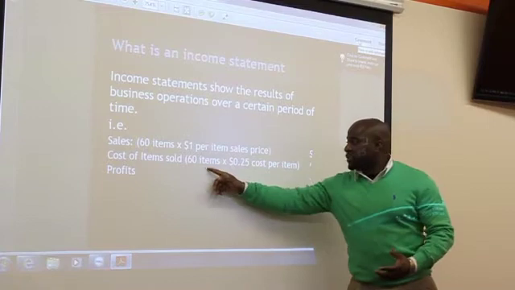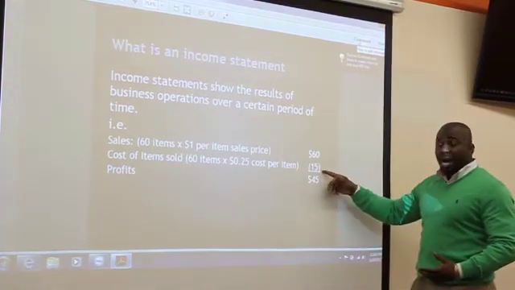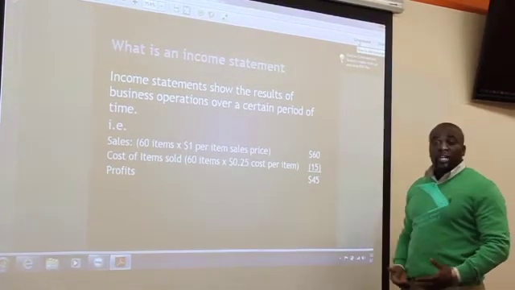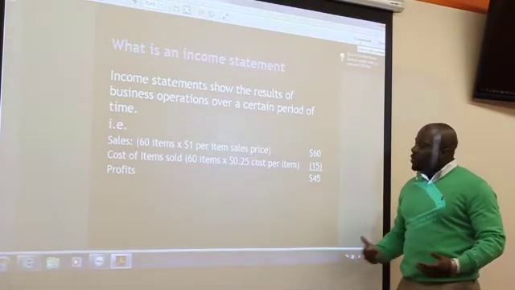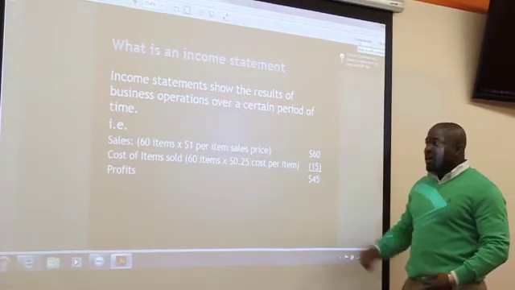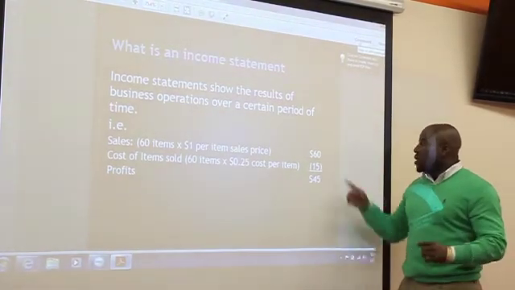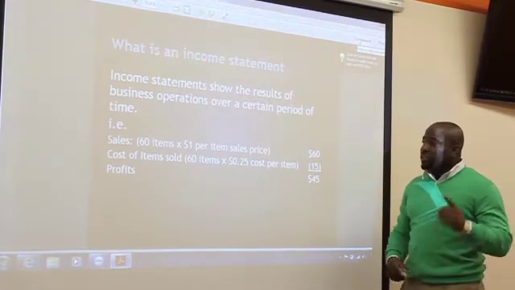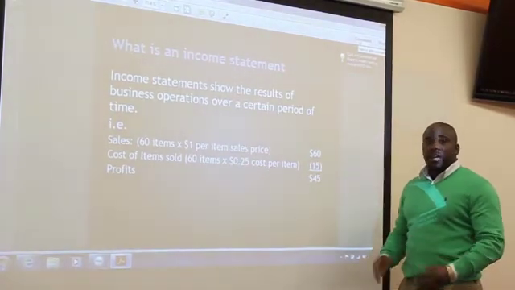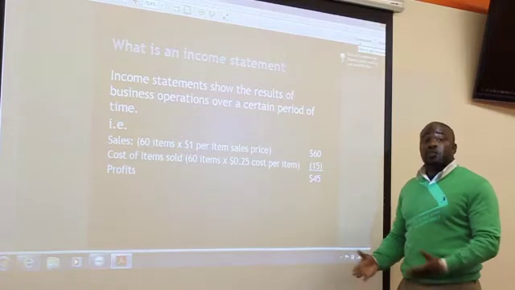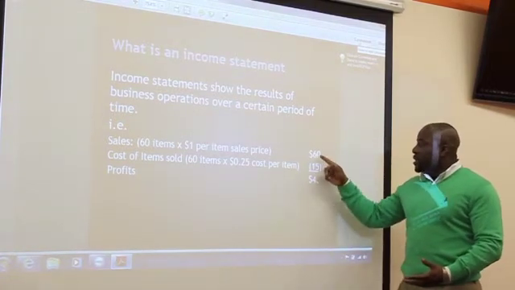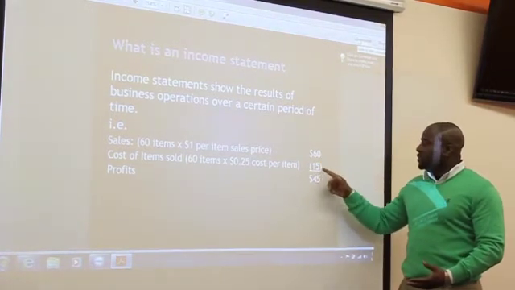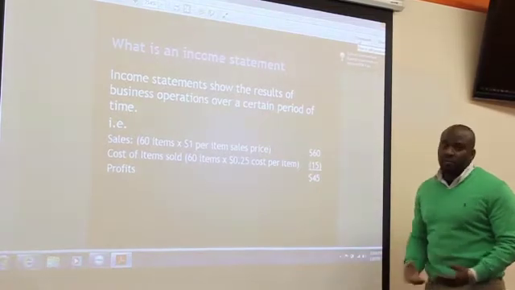Now remember, you sold 60 items, so that's $15 in cost, and you have to subtract that. So what is your bottom line? What is your profit? Your profit is $45. Why? You sold 60 items at $1, which equals $60. It took you 25 cents to make each item, which came to $15. So you subtract $15 from $60, which gives you $45 in profits.